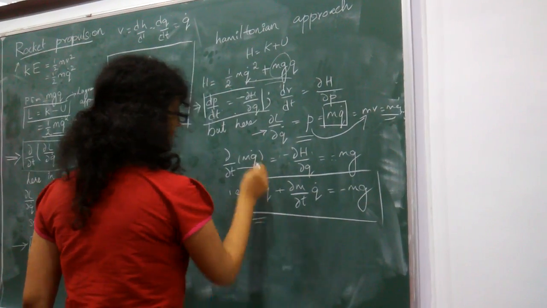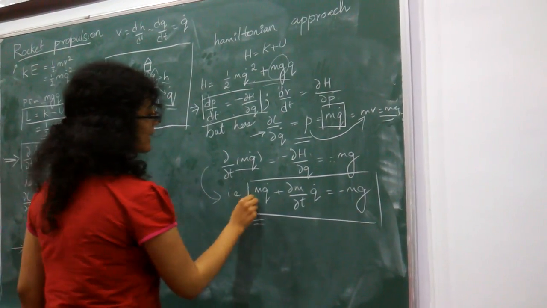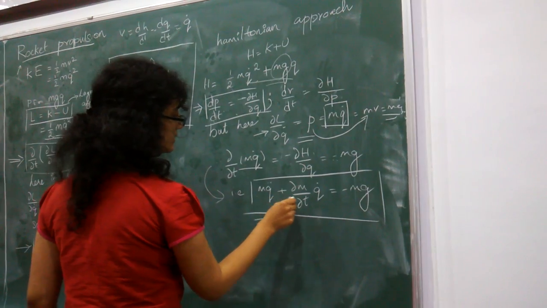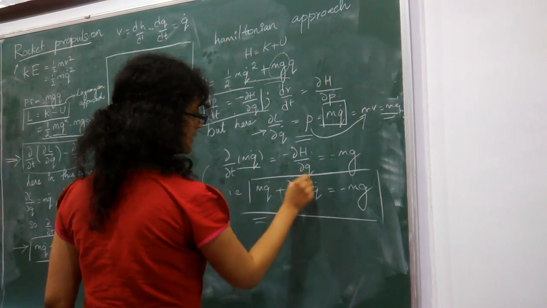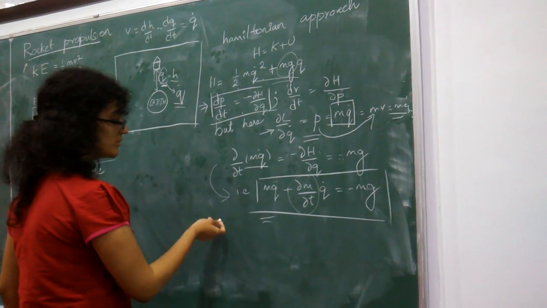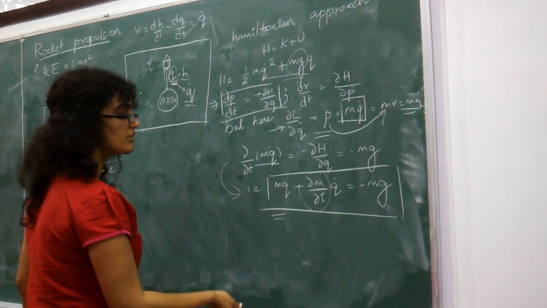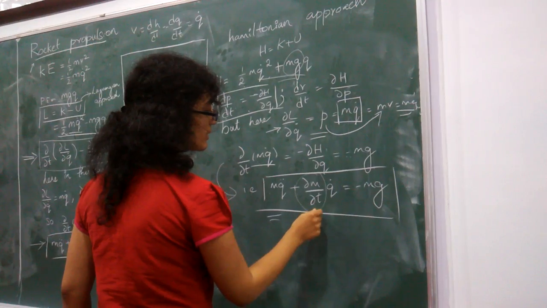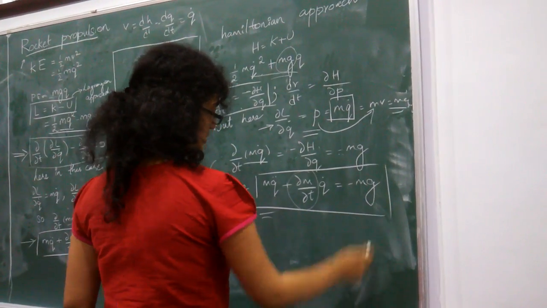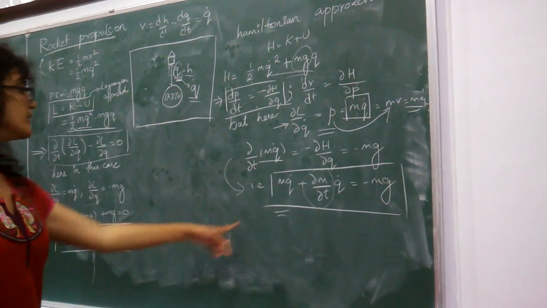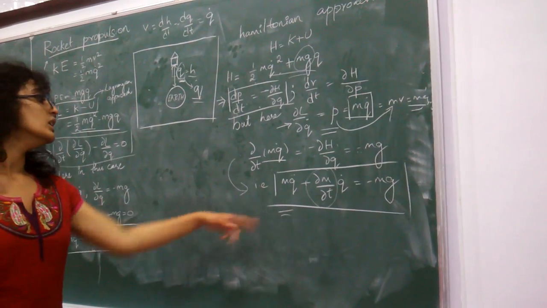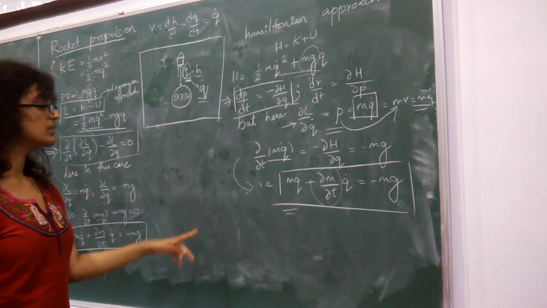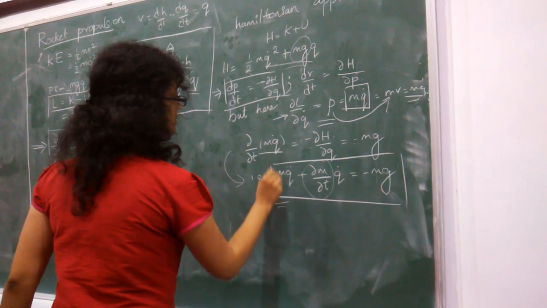So finally, plugging in all your values, you will get m q double dot plus ∂m by ∂t times q dot, because mass also varies. As a rocket travels, it expels gases with constant velocity and sometimes even ejects components. So mass varies, so ∂m by ∂t times q dot is equal to minus mg. If we verify, we see that we got the same equation using both the Hamiltonian and Lagrangian, which is a proof that our equation is valid.